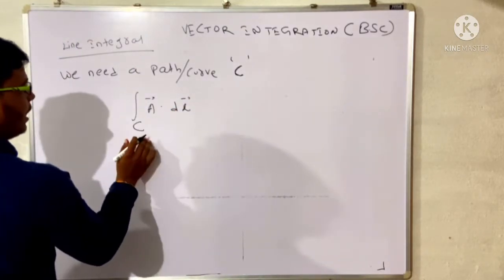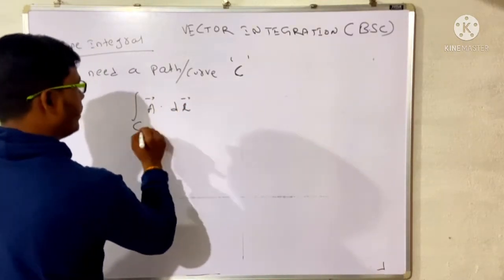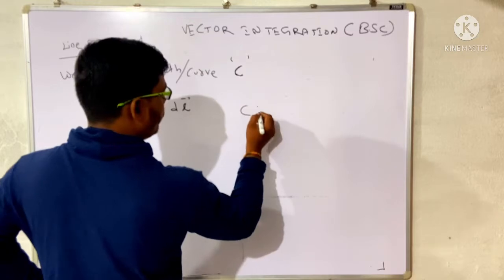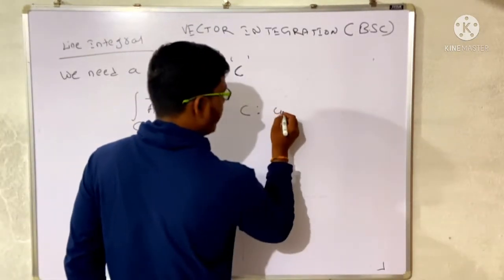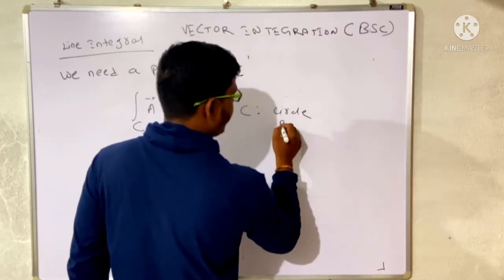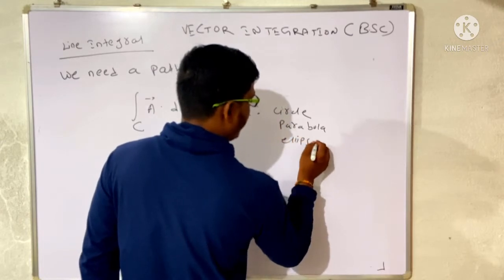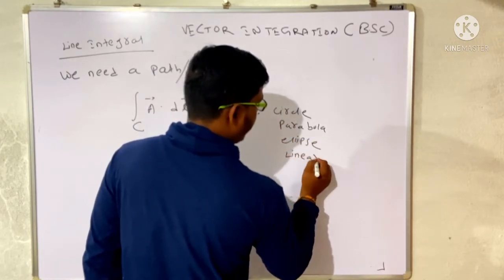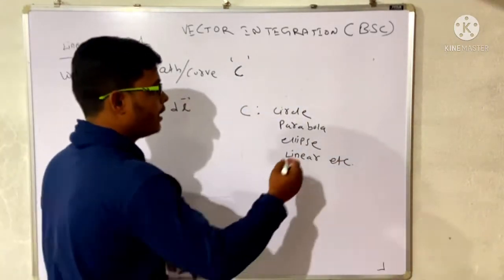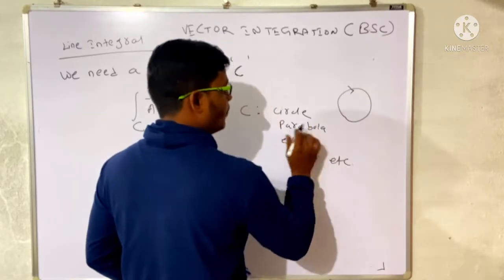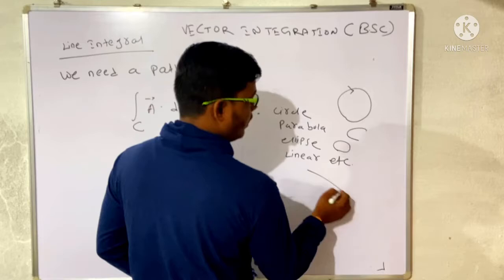So this is the line integral, and some curve will be given to you. That curve may be a circle, or parabola, or ellipse, or your linear curve, etc. So this is a curve path. That means find the line integral in the circle path, or find the line integral in the parabolic, the ellipse, or the linear path.